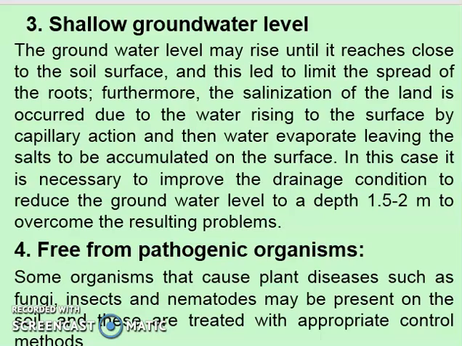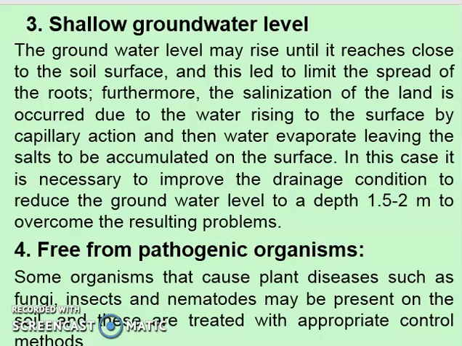Okay? In this case, it is necessary to improve drainage conditions to reduce the groundwater level to 1.5 to 2 meters to overcome the resulting problem. So if you have shallow groundwater, you have to construct a drain to get rid of the excess water and get it away from the rhizosphere.